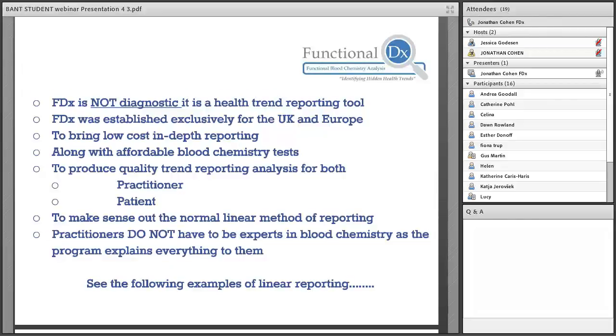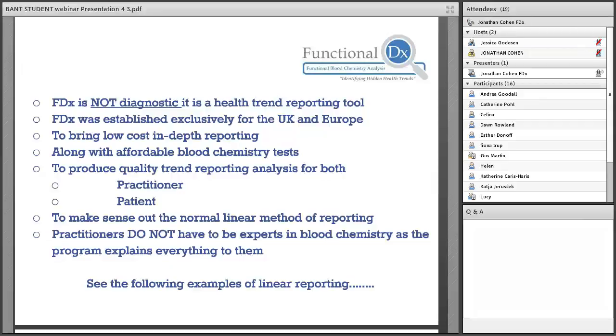One, because getting in-depth reporting at a low cost was almost impossible. Two, finding blood chemistry testing that was wide enough in scope, i.e. biomarkers that were more than the typical doctor's NHS test, meant that they were very expensive, and I wanted it affordable. I want to bring prices down, so that when I'm working with patients and I say, I'd like you to carry out this test, they say, oh, I can afford that, fantastic. It makes my life easier and gives them better results.